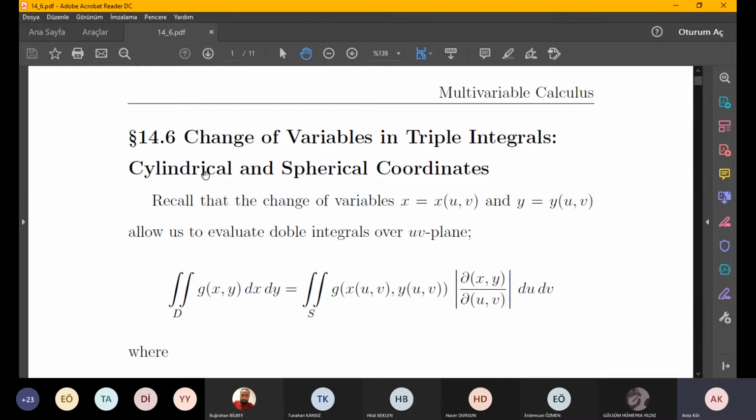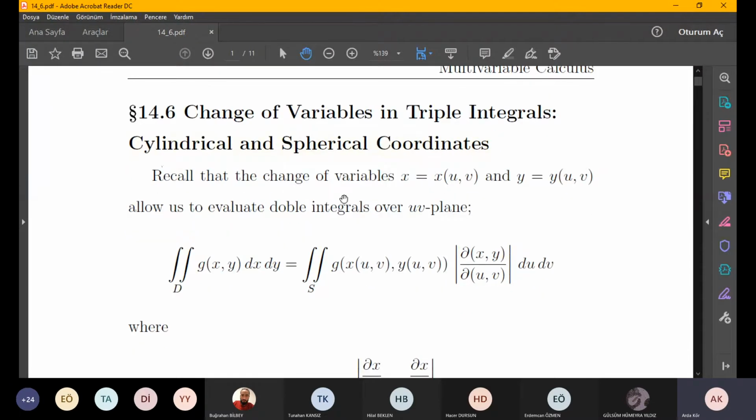The last chapter is change of variables in triple integrals. We already saw how to calculate triple integrals in the previous section, and here we will also talk about cylindrical and spherical coordinates, of course, for triple integration.